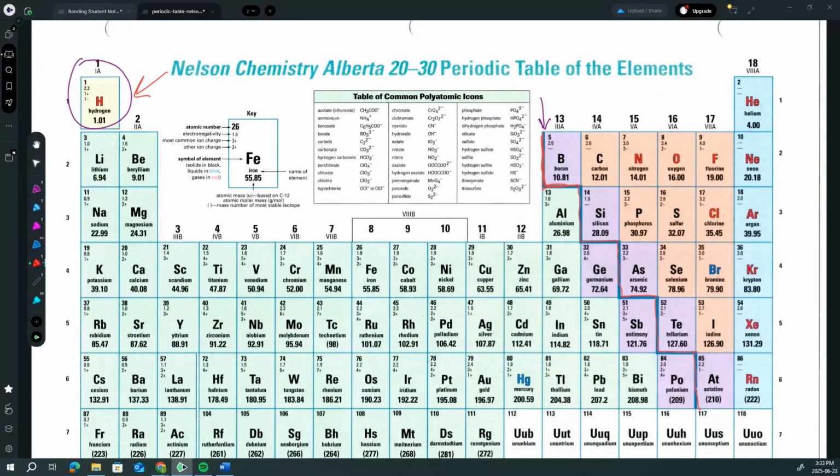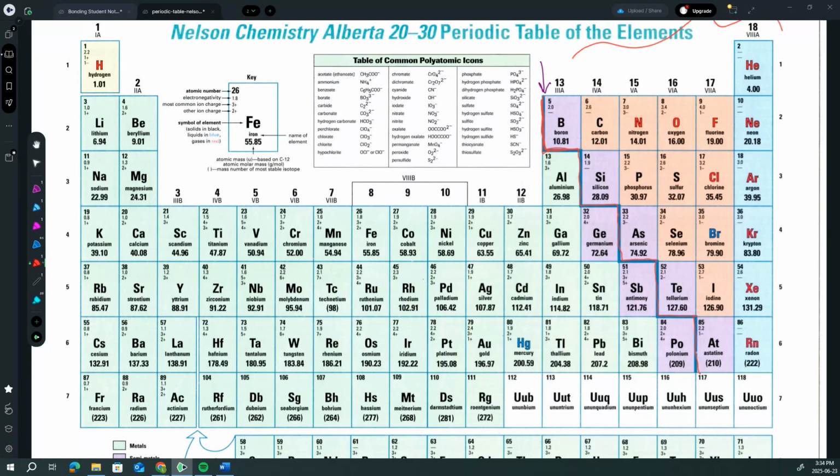Hydrogen is listed over to the left here because it acts like other elements in this first column, but hydrogen is a non-metal. Now, everything to the right-hand side of the staircase line is a non-metal. And I should also be including group 18 there with our nonmetals.